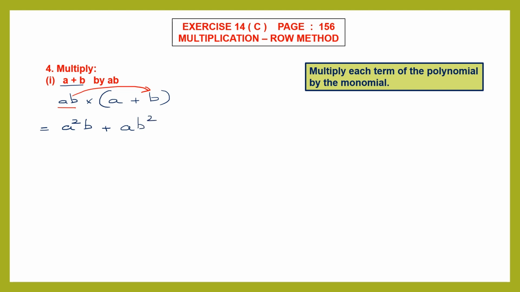So what do we have now? Here we have A square B plus AB square. So this is our answer. They are unlike terms, so we can't add them up. So this is our final answer: A square B plus AB square.